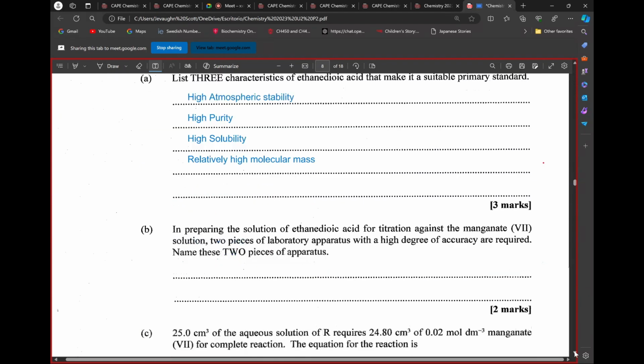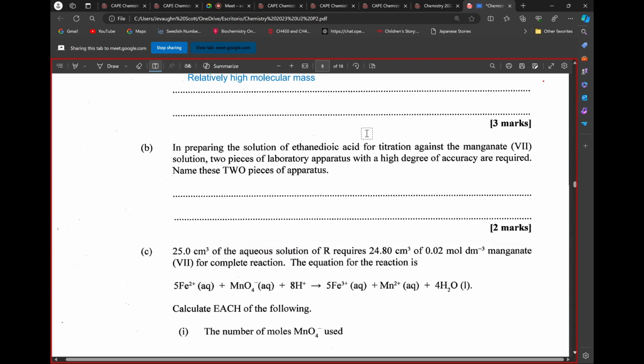Now, in preparing the solution of ethanedioic acid for titration against manganate solution, two pieces of laboratory apparatus with a high degree of accuracy are required. Name these two pieces of apparatus. High degree of accuracy, please. So let's go. A burette. Mass balance. Wait. Pipette. Okay, hold on.